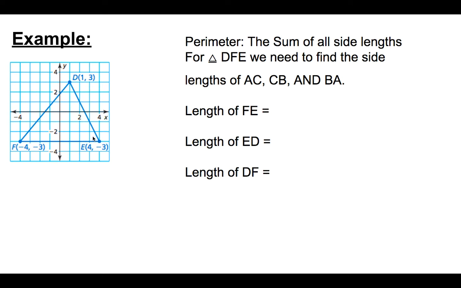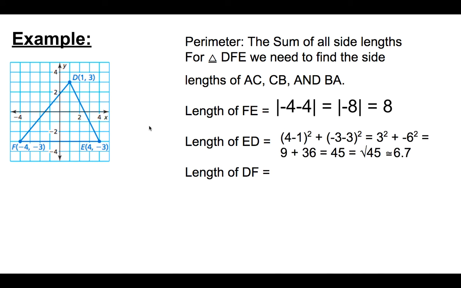So from F to E, the value here is going to be 8, because again, same y values. And then E to D, we're going to go ahead and use the distance formula and take the difference of our x values and our y values, square them, and then take their sum. And that gives us 45. The square root of 45 is approximately 6.7.